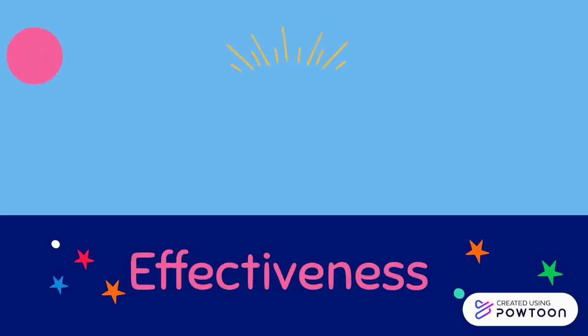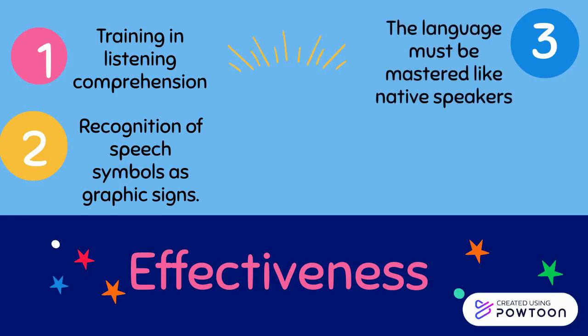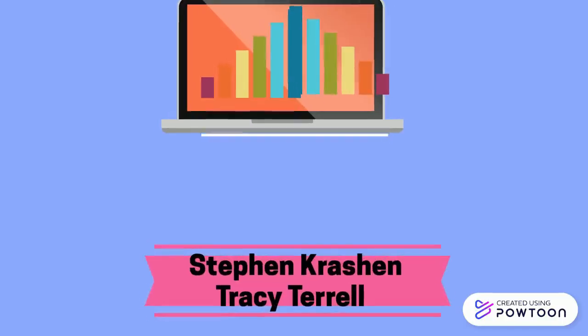Effectiveness, short range. Training in listening comprehension, phonetic correction, recognition of speech symbols as graphic signs, and the ability to produce these symbols in writing. Also, long range. The language must be mastered like native speakers, and the knowledge of the second language similar to that of the true bilingual speaker.